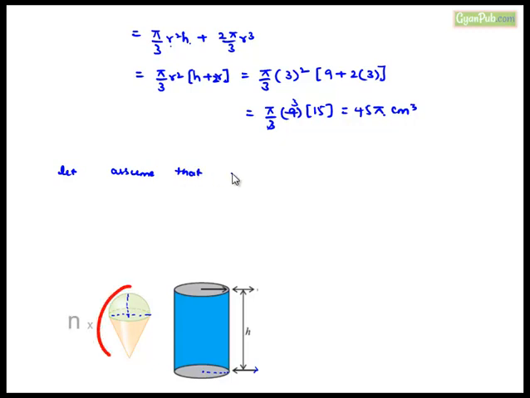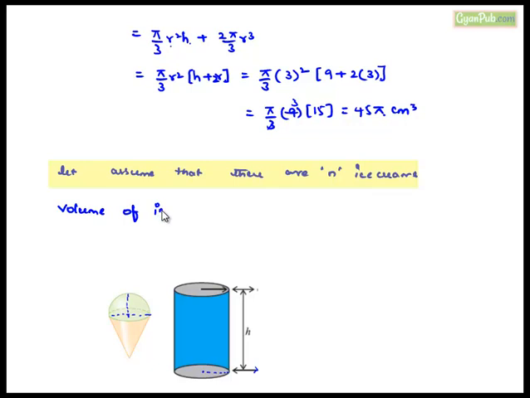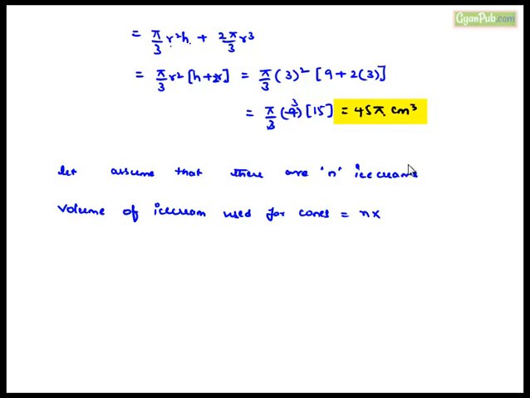Now let us assume that there are n ice creams made using the ice cream from the right circular cylinder. Therefore, the volume of ice cream used for cones will be equal to n times the volume of each cone ice cream, that is 45 pi centimeter cube.